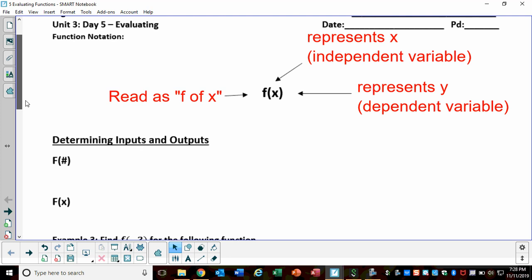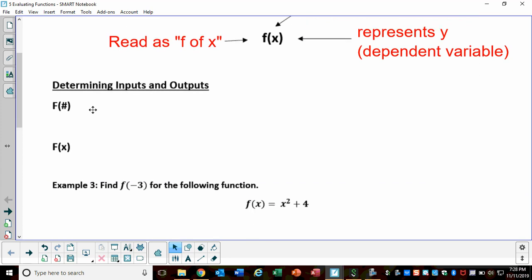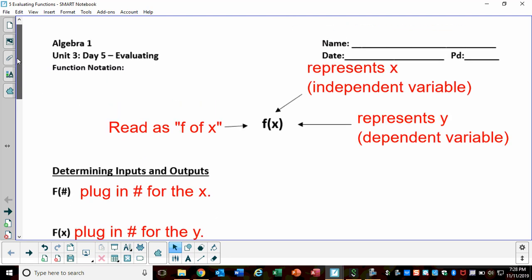So we can use the function, the equation that we get, to help us determine our inputs and outputs. Very similar to what we did with domain and range for the tables, if we have f of, and then there's an actual number in parentheses, that means we're going to plug in that number for the x because they gave us an x value, and we're going to use that to find what the y value is. If they just give us f of x equals a number, like f of x equals 4, we plug in 4 for the y because f of x is your y. And then we'll solve for the x.